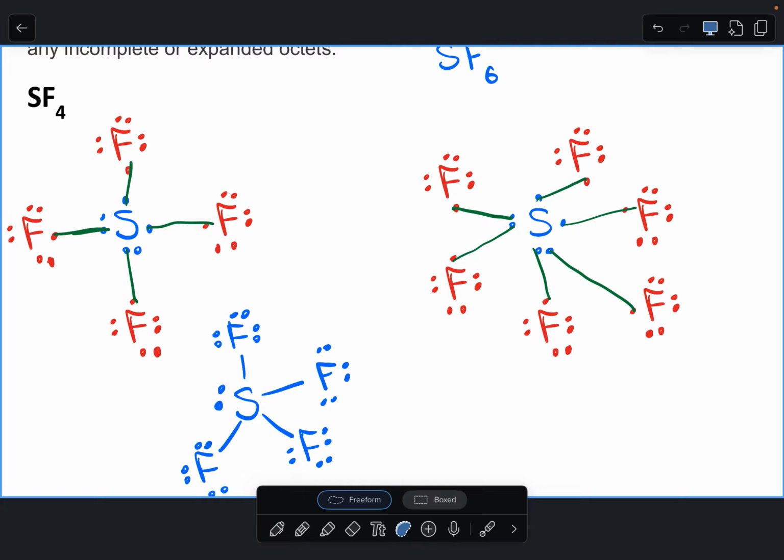Now, if that was oxygen, it would not work. If I had OF4, that molecule does not exist because there is just not enough electron capacity around oxygen to have that many electrons surrounding it. It just doesn't have the orbitals for it. Same thing with OF6. That would not exist. So sometimes you'll see homework questions like, SF4 is a stable molecule, but OF4 is not. Select the answer that best explains why.